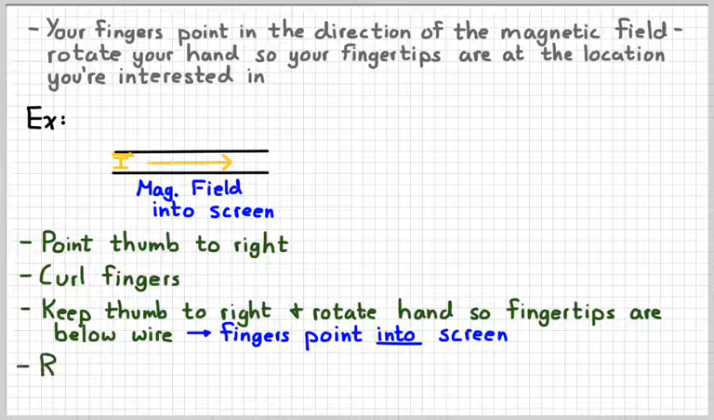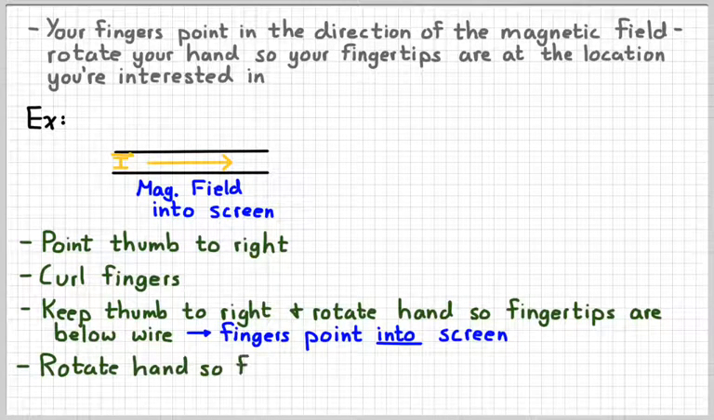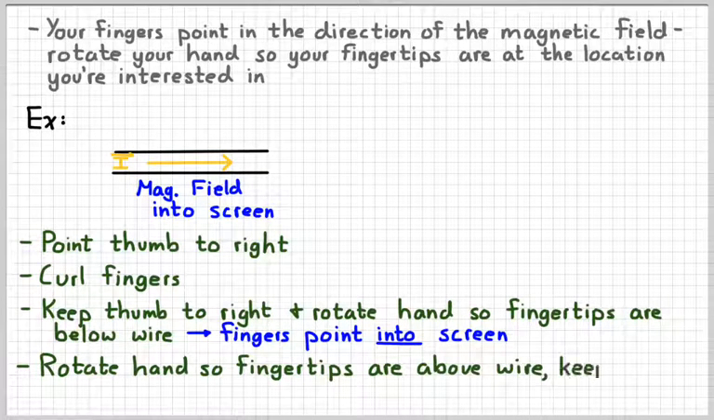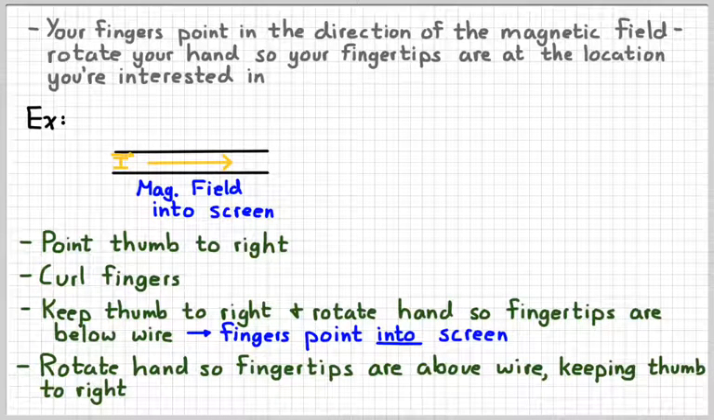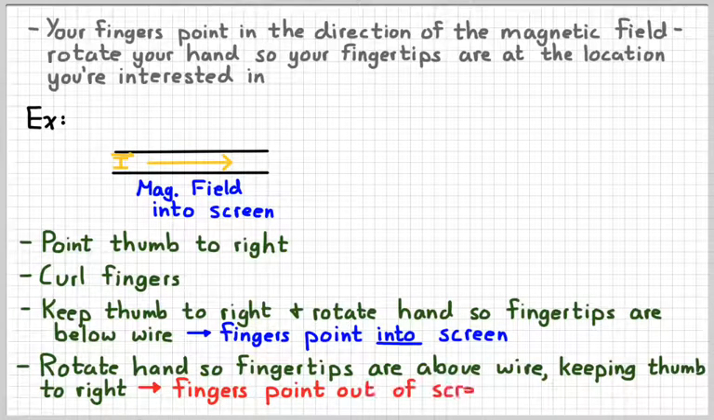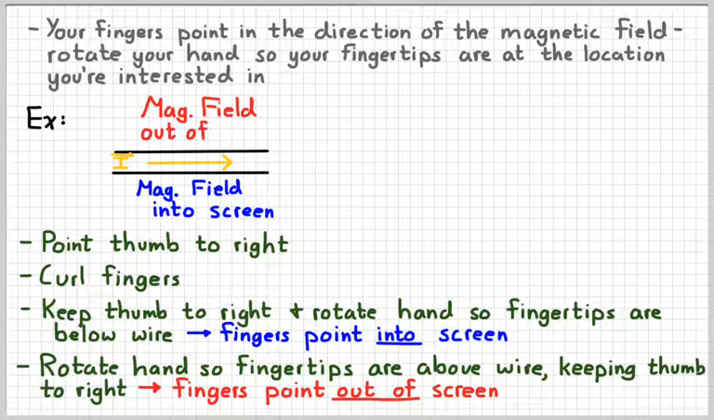Now keep your thumb pointing to the right, and then rotate your hand backwards, so pull it back so that now your fingers are on the top side of the wire, and your fingers should have rotated so that they are pointing out of the screen. And so above the wire, we have a magnetic field pointing out of the screen, which should make sense if one side is going in, the other side should be coming out, so that they would make concentric circles.